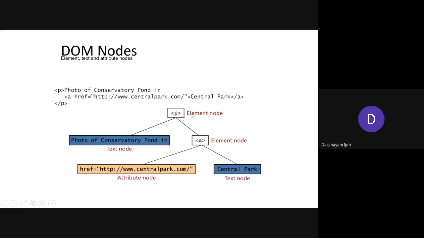So P is an element, so that is considered the element node, and "photo of conservatory pond in" is a text. This is not an element and not an attribute. It is simply the text that is going to be displayed on the screen, so that is considered the text node. This is followed by the child node, which is also an element node. It has one attribute, which is considered the attribute node, and Central Park is the label of that link, which is again considered a text node.